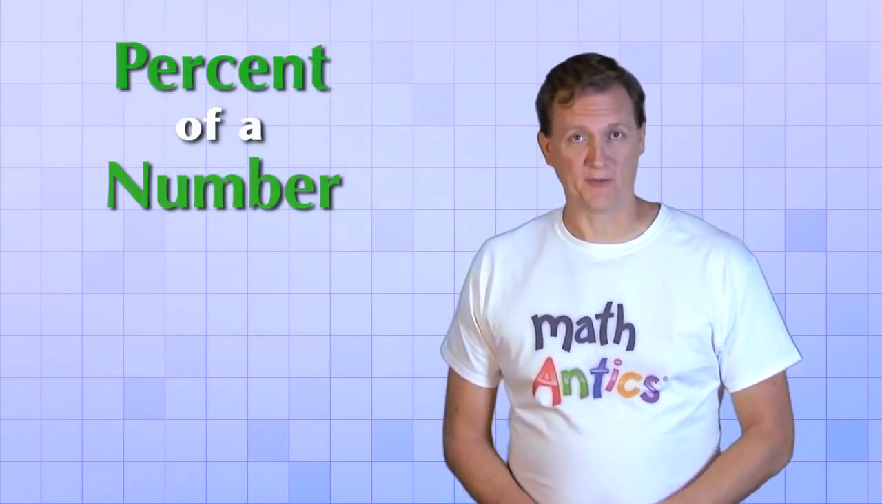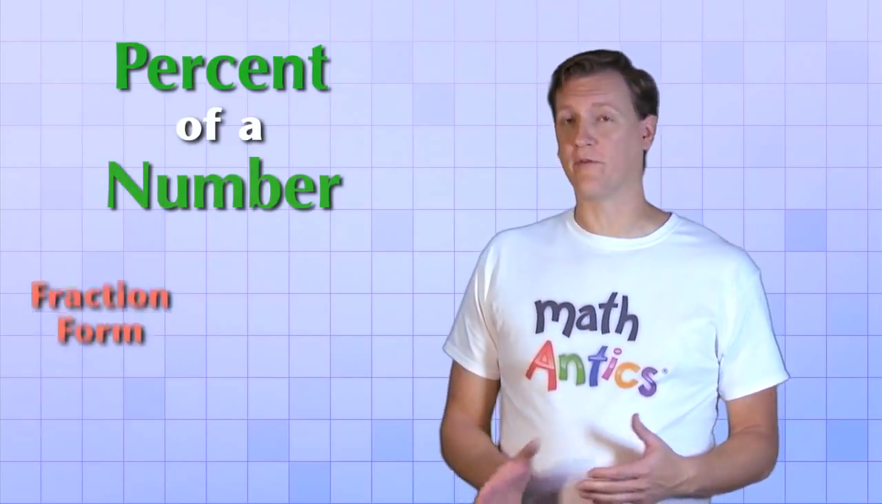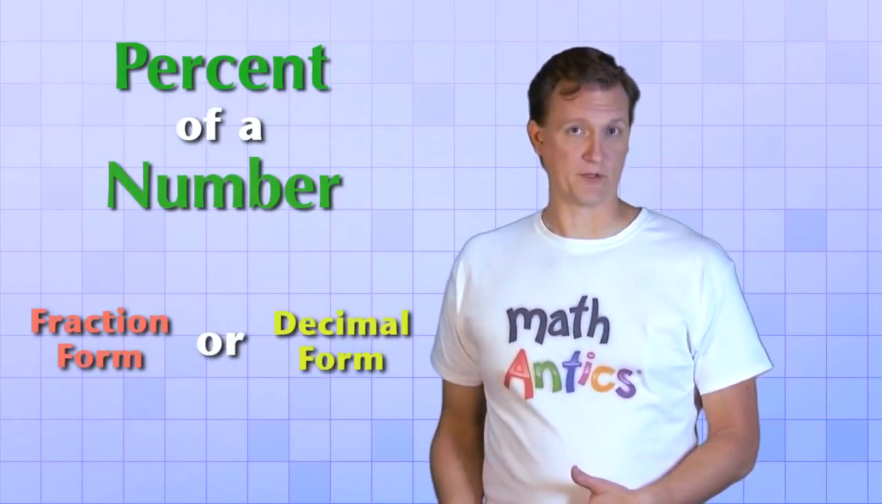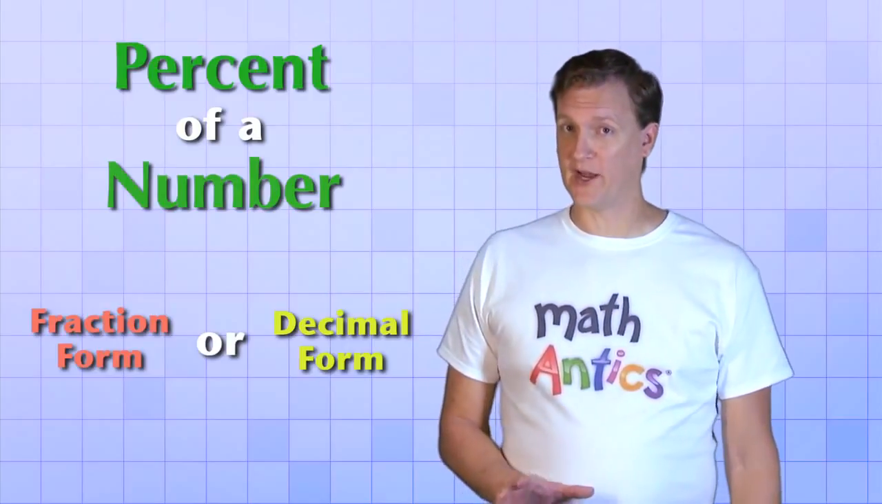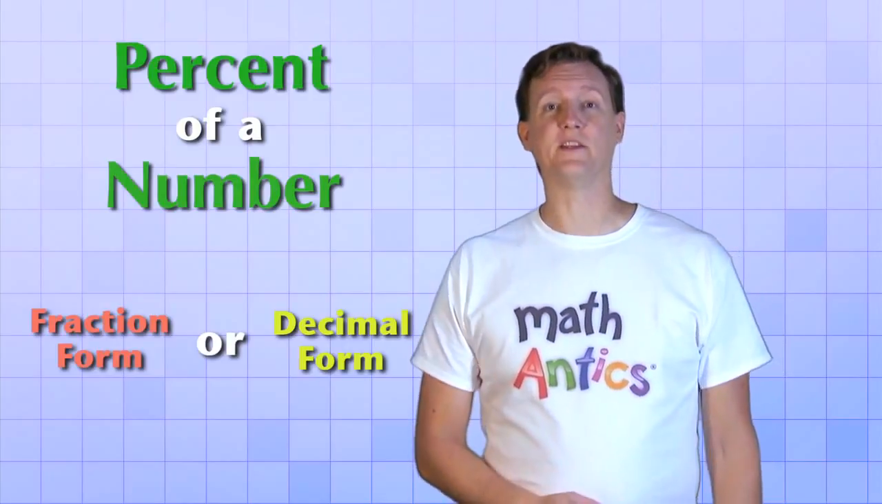Oh yeah. So that's how you find a percent of a number. You just multiply the number by either the fraction form or the decimal form of the percent. Either way will give you the right answer, so you can choose whichever will be easier for you to do. Let's see a couple more examples before you practice on your own.